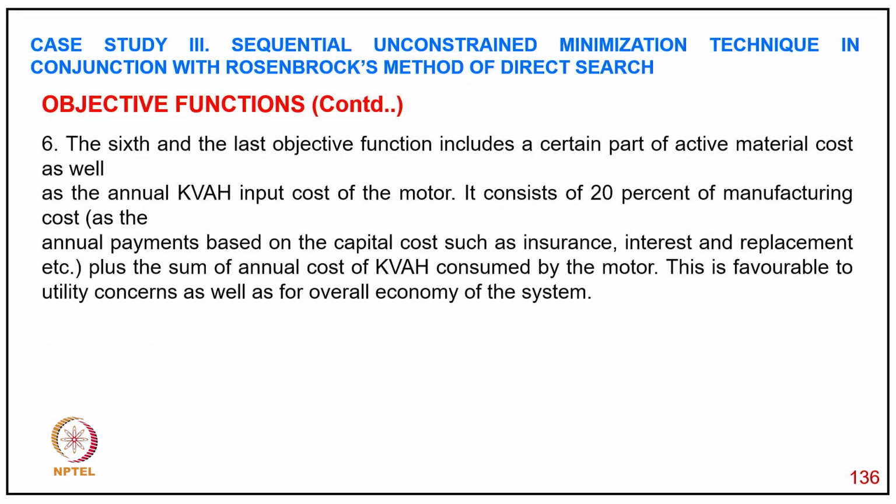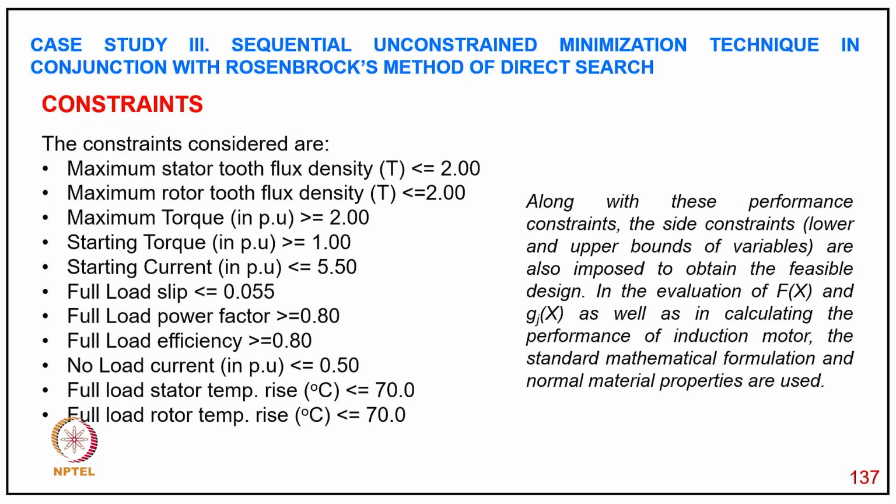The sixth and last objective function includes a certain part of the active material cost plus the annual kVA cost of the motor. It consists of 20% of the active material cost, and annual payment based on the cost of insurance, plus the sum of the annual cost of kVA consumed by the motor. This is favorable for the utility concern as well as the overall economy of the system.